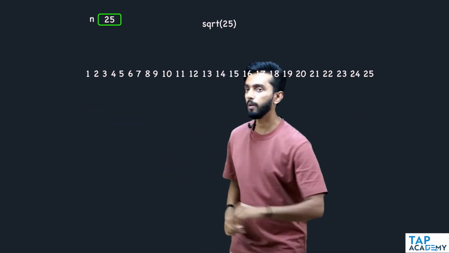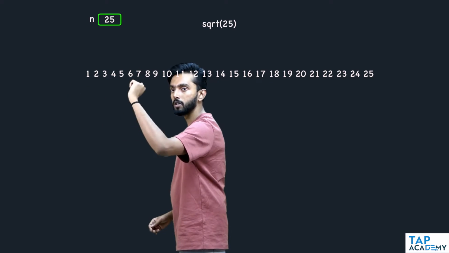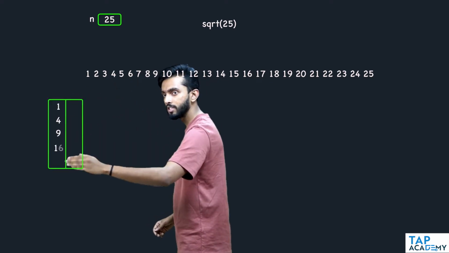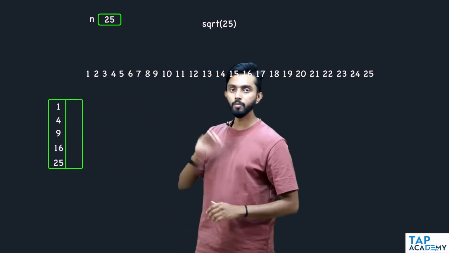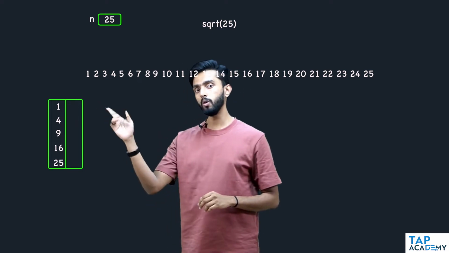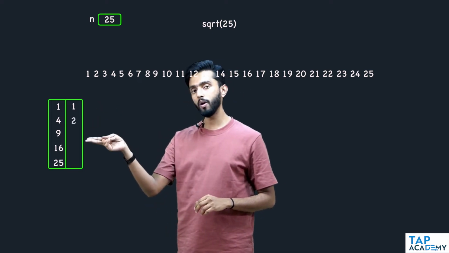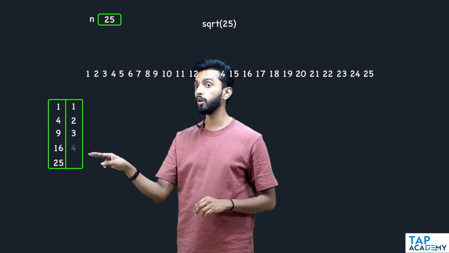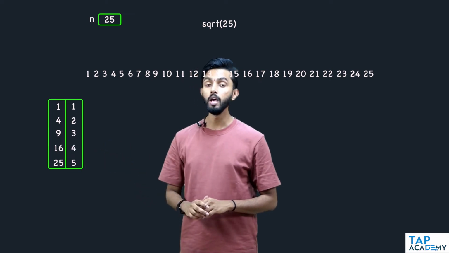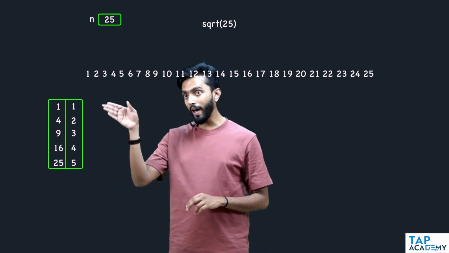Now, let's look at it. I'm showing a few numbers here for you: 1, 4, 9, 16, 25. And next to it, I am showing you the square root. What is the square root of 1? 1. What is the square root of 4? 2. What is the square root of 9? 3. What is the square root of 16? 4. What is the square root of 25? 5.